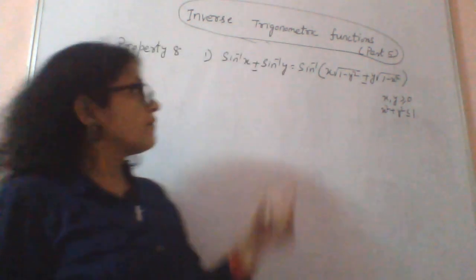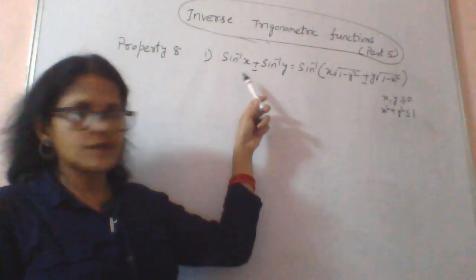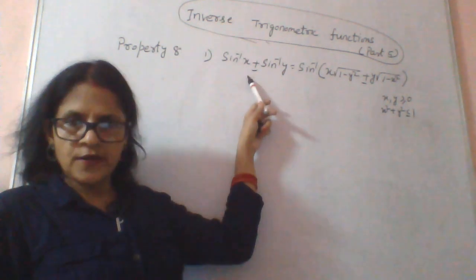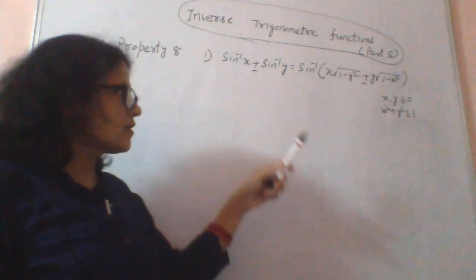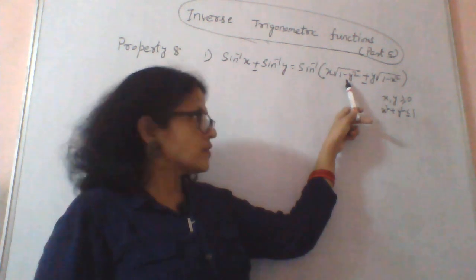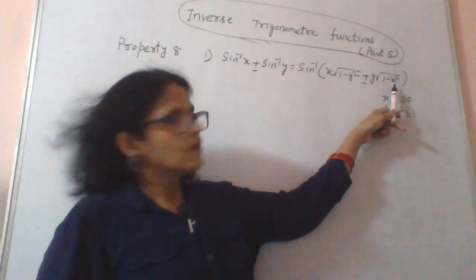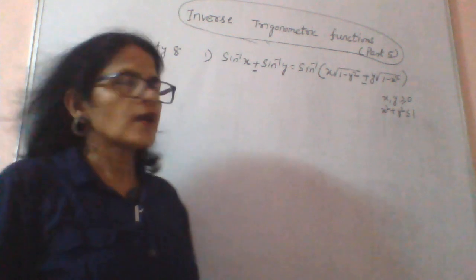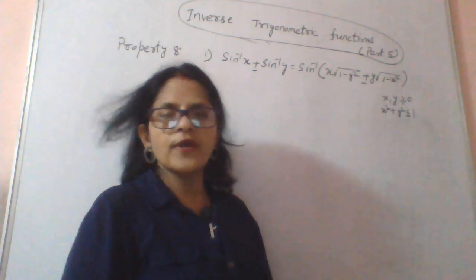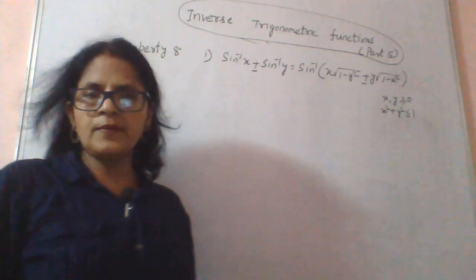Okay, so let's see. First, property number 8, first part: sin inverse x plus minus sin inverse y equals sin inverse of x into under root 1 minus y square plus minus y into under root 1 minus x square. Here the restriction is x and y greater than or equal to 0, and x square plus y square less than or equal to 1. So this is the restriction we are considering.